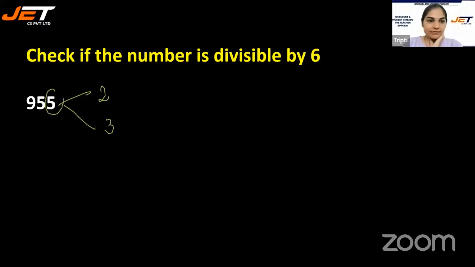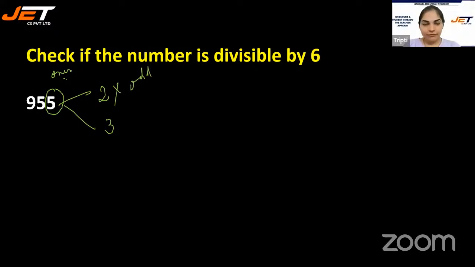The first is 5. The ones place, at the ones place, it's 5. 5 is an odd number. So the divisibility rule of 2 says that the number should end with 2. The numbers that end with 2, they are divisible by 2. But this is odd. That means it's not divisible by 2 as well.